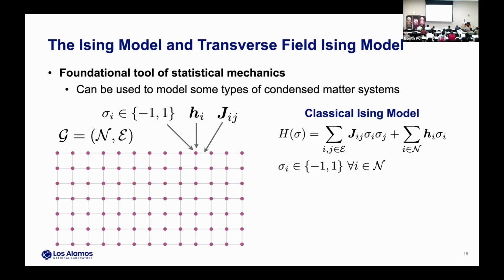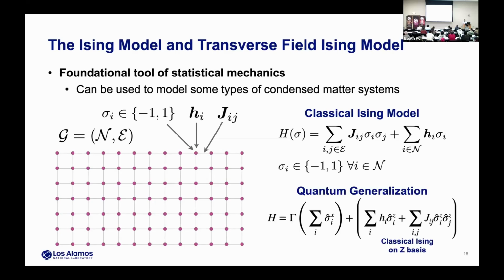The Ising model is a classical physical system that is a foundational tool of statistical mechanics, and it can be used to model all sorts of different types of condensed matter systems. So you have a graph, for example, where each site is a particle, and the edge describes the interaction between two particles. We'll have a local field that can bias a particle up or down. There are going to be spins. The J term models the interaction of neighboring spins. And you can see the Hamiltonian for the classical Ising model right there.